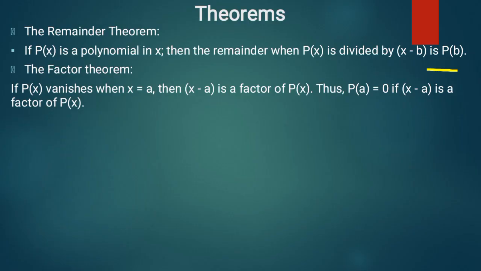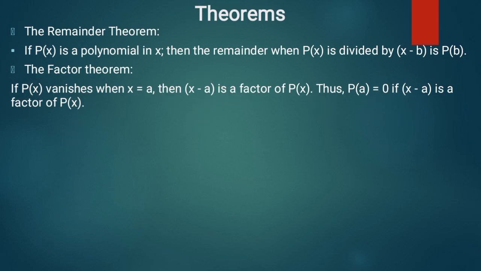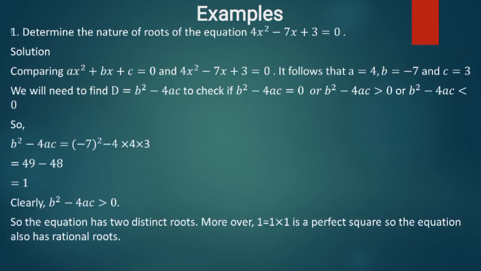Okay, so we also considered the remainder theorem and the factor theorem. The remainder theorem basically says that if you divide the polynomial by x minus b, then the remainder must be p(b). The other one says that whenever you plug in x equal to a into the polynomial and it makes the polynomial go to 0, it means that x minus a is a factor. Okay, that's better rephrased that way. So those are the main things you need to know by heart as we go into the examples now.